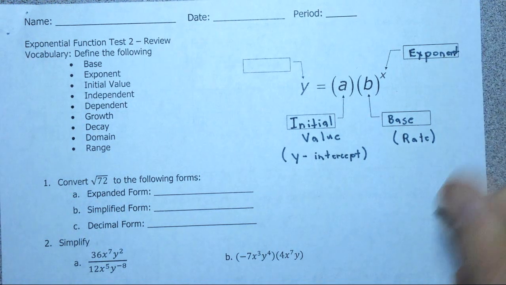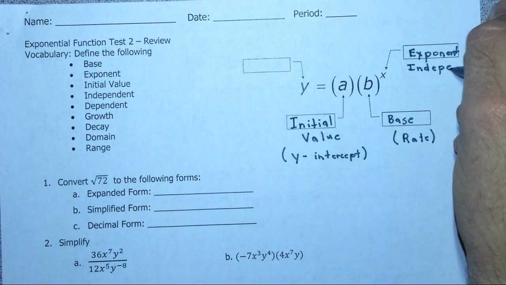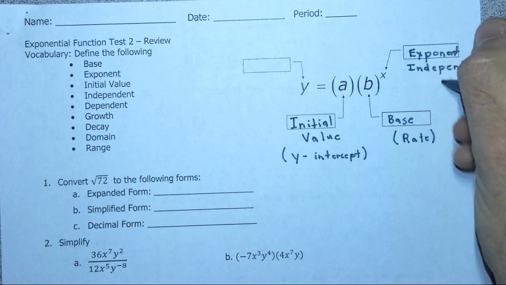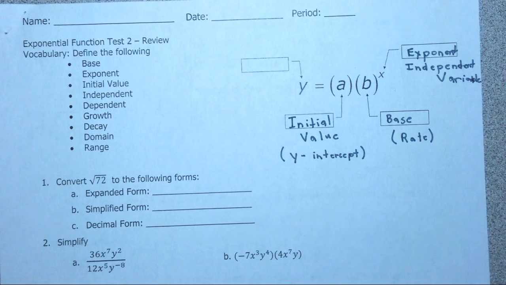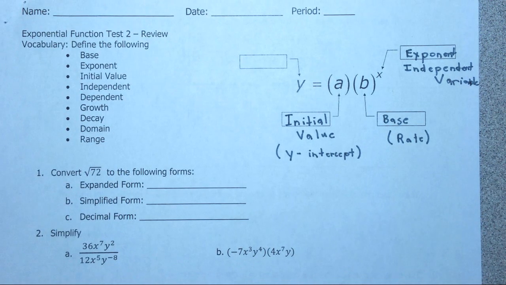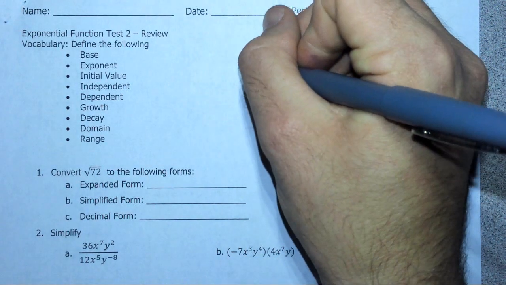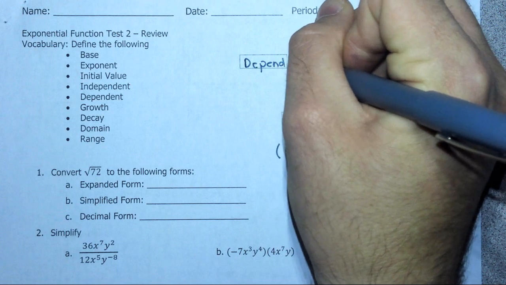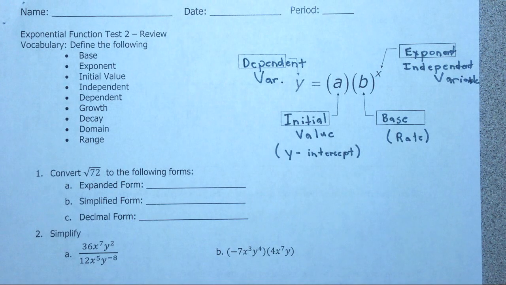Exponent. And it's also my independent variable. A-B-L-E, that's how you spell that. Independent variable. That spells V-A-R-I-A-B-L-E for those of you that are going to complain about my handwriting. It spells variable. If you need to stop it and listen to me spell variable again, do it. And then this one is my dependent variable. I'm going to abbreviate variable VAR because no one wants to write all that stuff out.